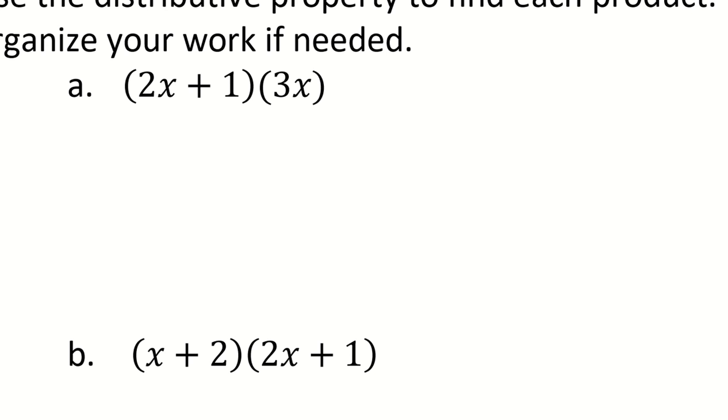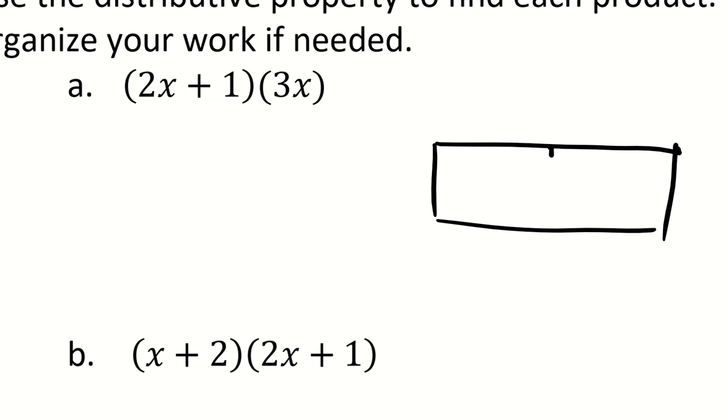It's a binomial times a monomial, so I'm looking at something that has a spot for two terms, right? Two terms by one term. So across the top, I've got the length 2x and I've got the length 1. So those are the two dimensions along the top. And then along this side, I've got 3x. So if I want to, I can come in and fill these things out.